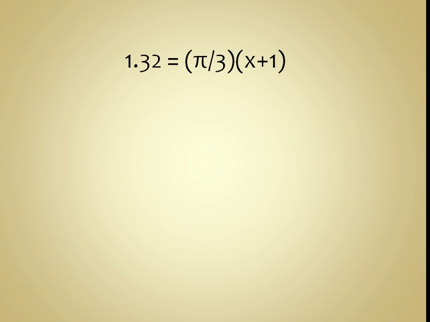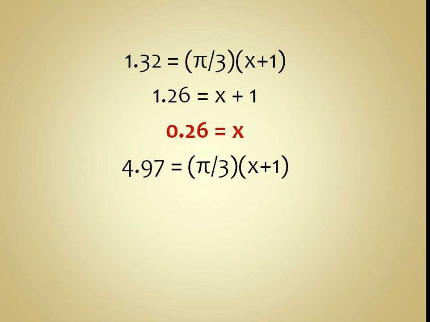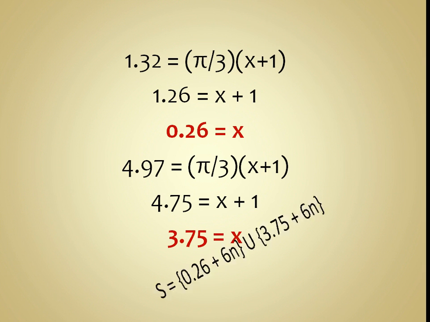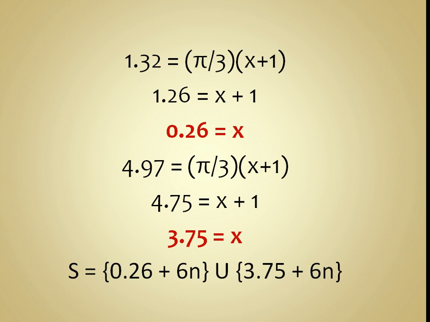So therefore, you make the first one equal to 1.32, and we get an answer of 0.26. You would also make the other one equal to 4.97, and then you would start solving, and you get an answer of 3.75. However, we're looking for all the solutions, which means you need to add 6n to both of them for every time it repeats.